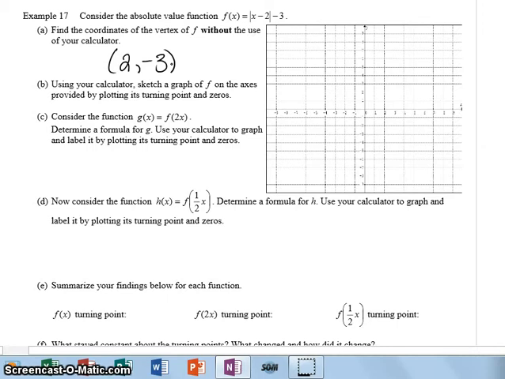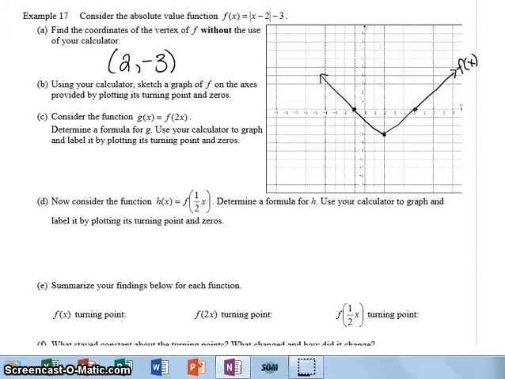Okay, so my F graph, my turning point I just said is at 2, -3. This graph is really hard to see. There's my turning point. And my zeros for my F are at 5 and -1. So I draw these in, and this is my F graph.